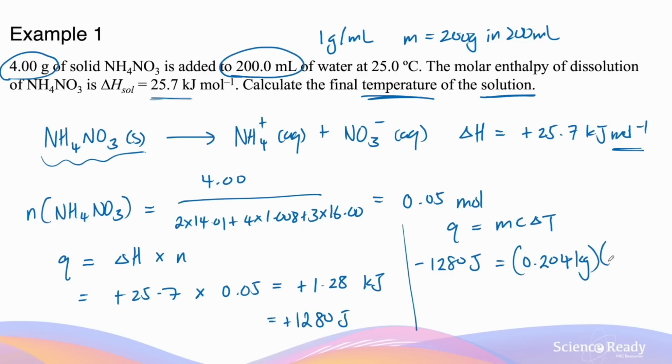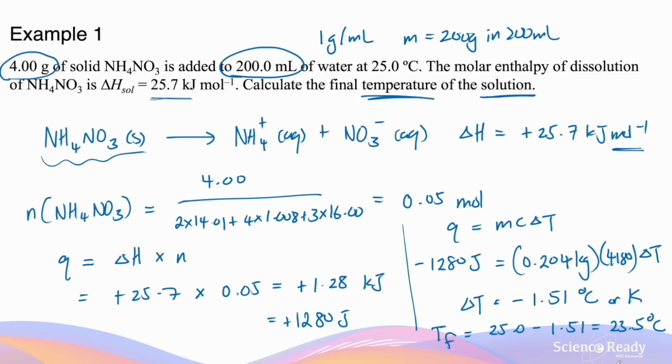And we'll times this by the specific heat capacity of the water, which is 4,180. And the change in temperature is what we're trying to calculate. So the change in temperature is approximately minus 1.51 degrees Celsius or kelvins. So the final temperature is equal to 25.0 degrees minus 1.51 degrees. And that gives me a final temperature of 23.5 degrees Celsius.